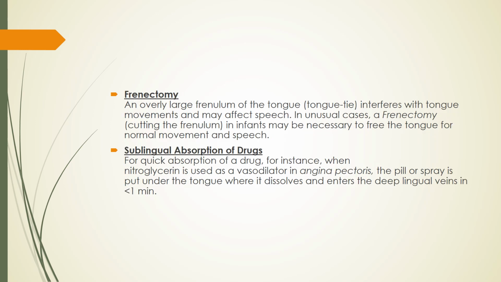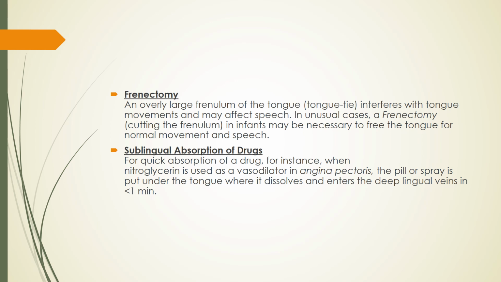Sometimes there is an overly large frenulum of the tongue, the condition which is called tongue tie. If it is there, it interferes with the tongue movements and may affect the speech. So in some cases, frenectomy, that is cutting the frenulum in infants, may be necessary to free the tongue for normal movement and speech.